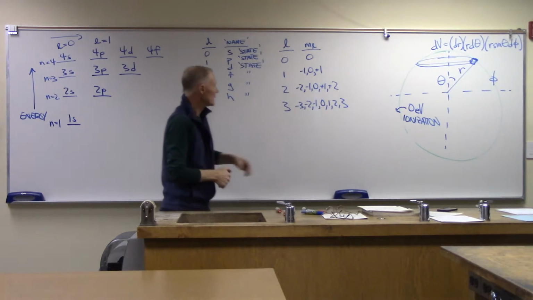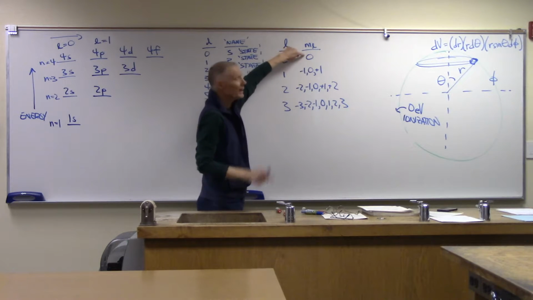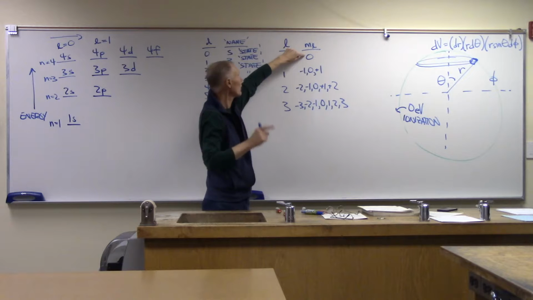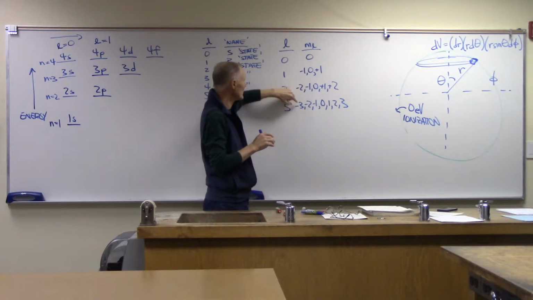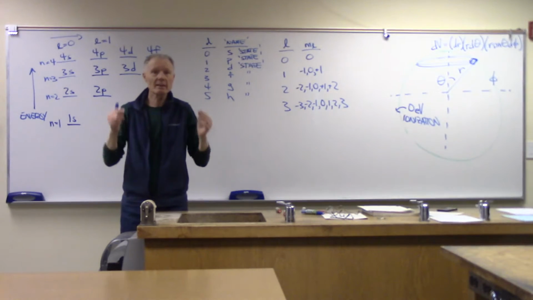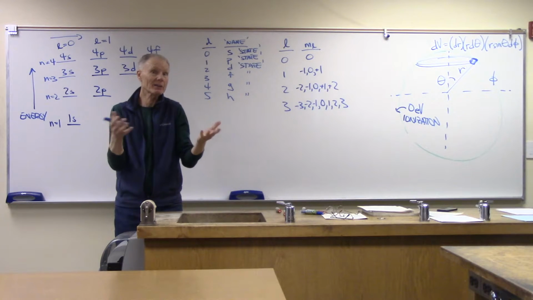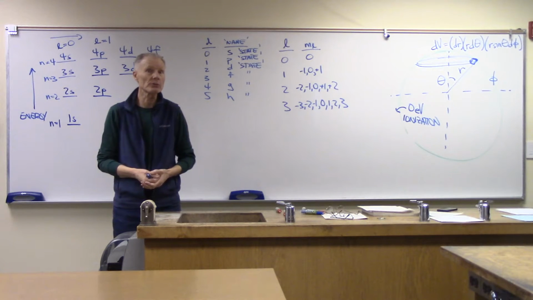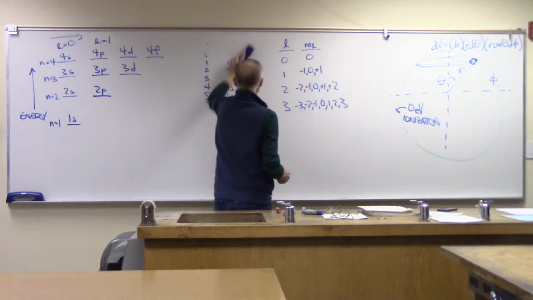All right. Now, here we only have one possible M sub L state. Here we've got 3. Here we've got 5. Here we've got 7. We can see what's going to happen here is it's just going to go up by odd numbers, right? Since every time we increase L by 1, the M sub L has 2 more possible orientations than it had before. Now, what we're going to do is add to that.